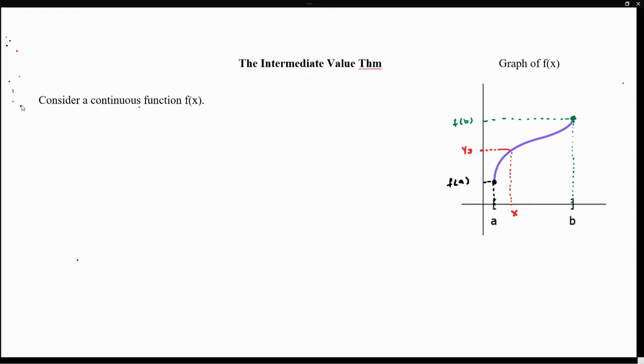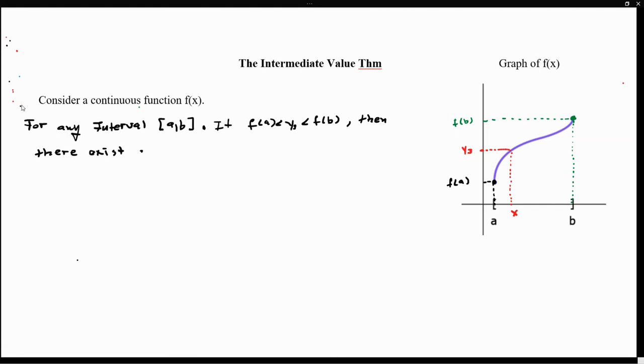Let's put that into writing. For any interval a and b, if there is a y value, which we call y3, between f of a and f of b, then there exists a value, let's call it x, where x is between a and b, such that f of x gives me y3. So this is how we can interpret the intermediate value theorem.